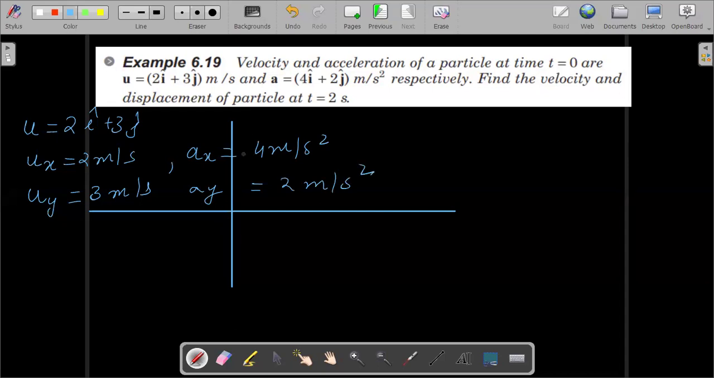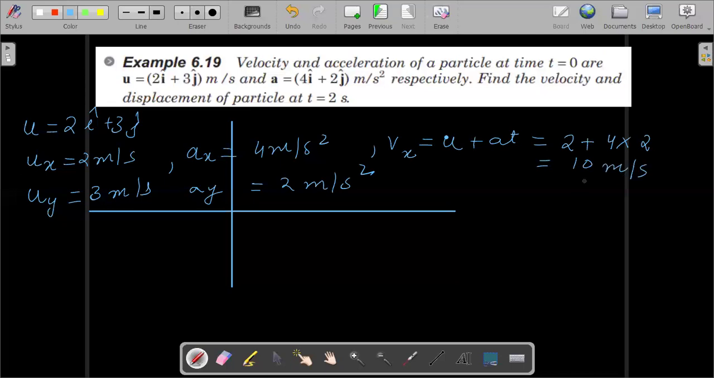Now we know the time is given as 2 seconds, and you have to find the velocity of the particle at t equals 2 seconds. Can I find the velocity along the x direction by using v equals u plus at? Yes, sir. So the velocity along x is 2 plus acceleration along x, which is 4, multiplied by time 2. So we get the velocity along the x-axis to be 10 meter per second.